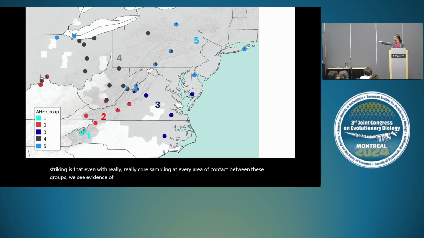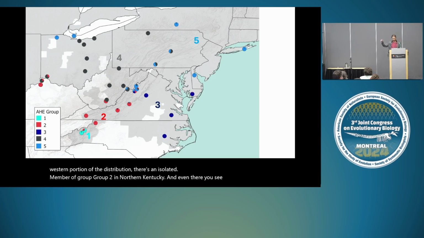So between groups 1 and 2 in the very south, you can see admixture. Between groups 4 and 5 in the north, you see what's potentially a pretty extensive area of admixture going along the valley and ridge. If you look all the way on the western portion of the distribution, there's an isolated member of group 2 in northern Kentucky, and even there you see admixture with the northern populations.